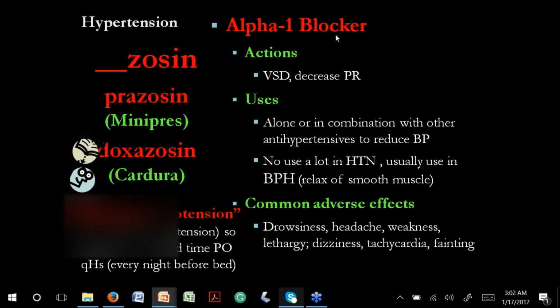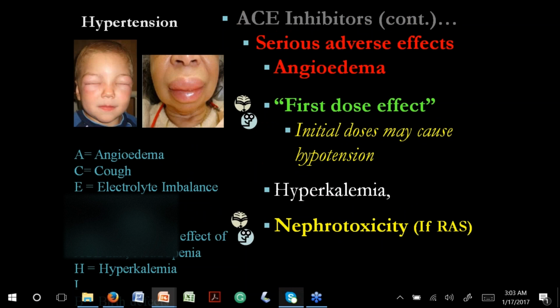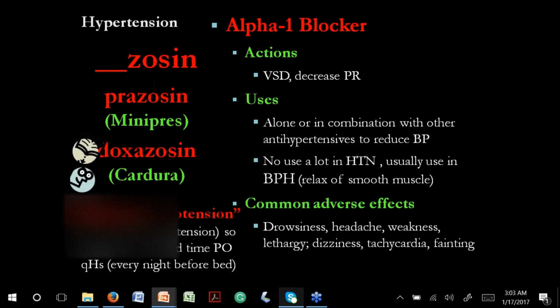We have 3 A's so far. Alpha-1, what is it doing? Alpha-1 normally does vasoconstriction. So if we give an alpha-1 blocker, we promote vasodilation, and the vasodilation is going to decrease the peripheral resistance. What we need to remember here is, remember we were talking about the first dose in the ACE inhibitors. We are going to have the same problem here with the alpha-1 blocker prazosin. Prazosin is Minipress, doxazosin. So please pay attention to this. Doxazosin are alpha-1 blockers with first dose hypotension.